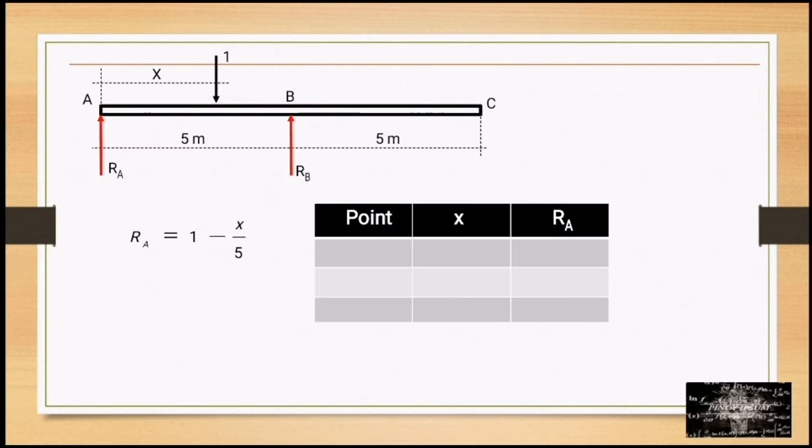So let us tabulate. At point A, when x is equal to 0, RA is equal to 1, using the formula RA is equal to 1 minus x over 5. At point B, when x is equal to 5 meters, RA is equal to 0. At point C, when x is equal to 10 meters, RA is equal to negative 1.